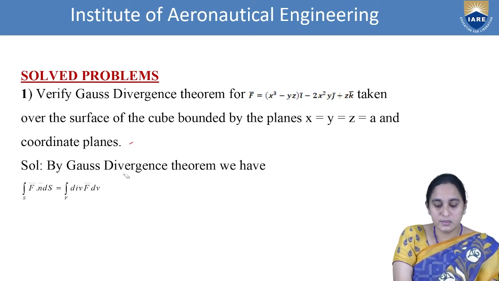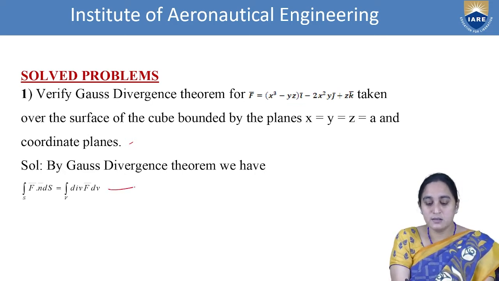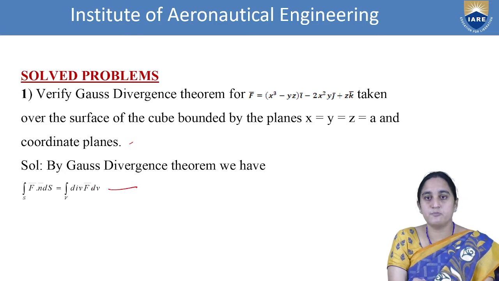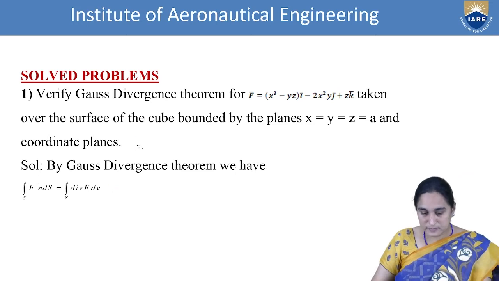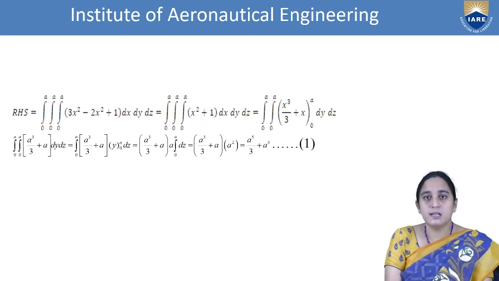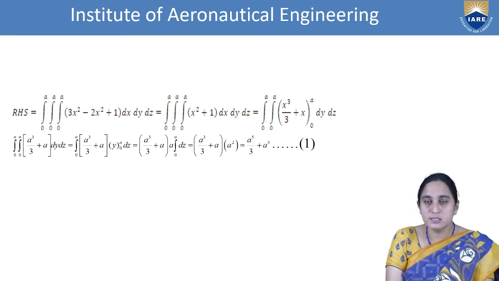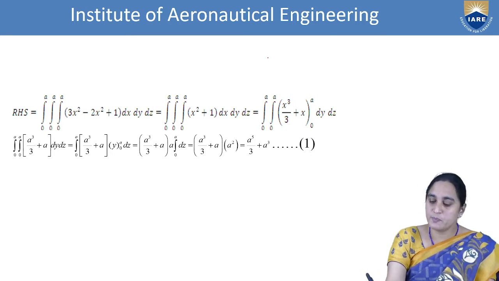Okay, let us start with the Gauss divergence. This is the theorem statement: the integral over S of f bar dot n bar ds is equal to the integral over V of divergence of f bar dv. First, I'll start with the RHS part of the Gauss divergence theorem, that is the integral over V of divergence of f bar dV.